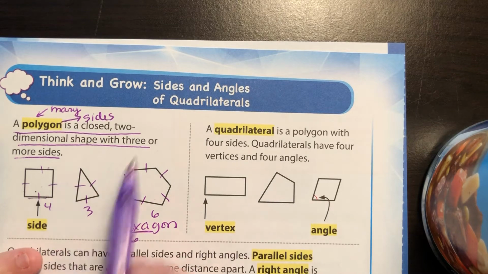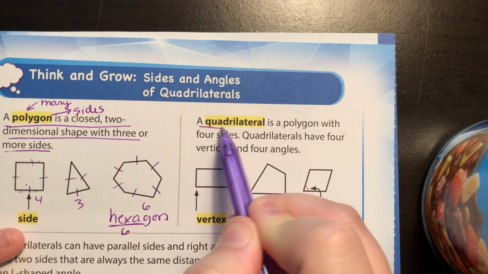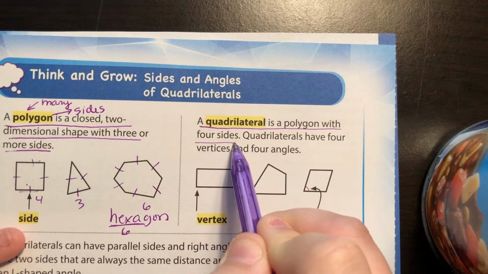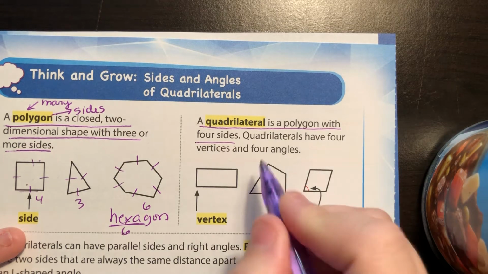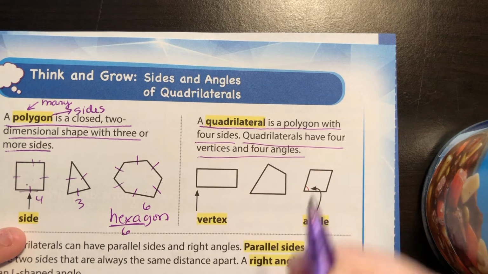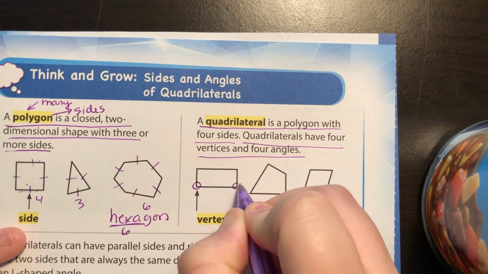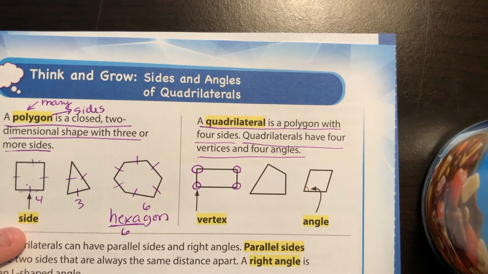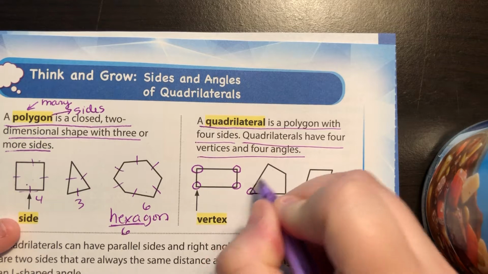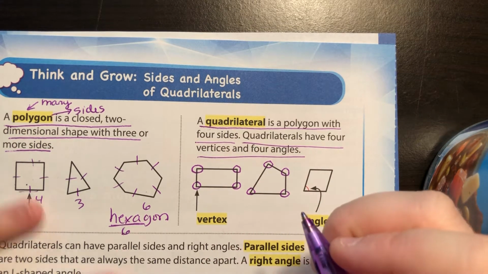So now, once we know what a polygon is, a more specific polygon is a quadrilateral. A quadrilateral is a polygon with 4 sides. It doesn't necessarily have to be just a square or a rectangle. There are many other shapes that have 4 sides as well. Quadrilaterals also have 4 vertices and 4 angles. Now, a vertex is where 2 lines or 2 sides meet. That little corner, that's called a vertex. So a quadrilateral is going to have 4 vertices because it has 4 sides, okay?